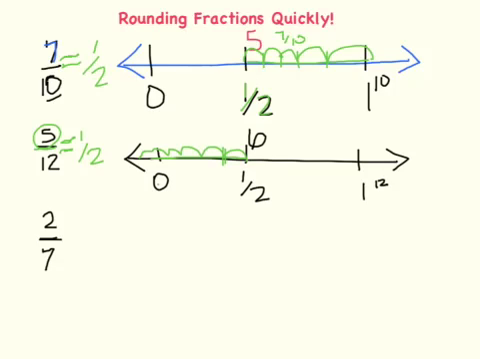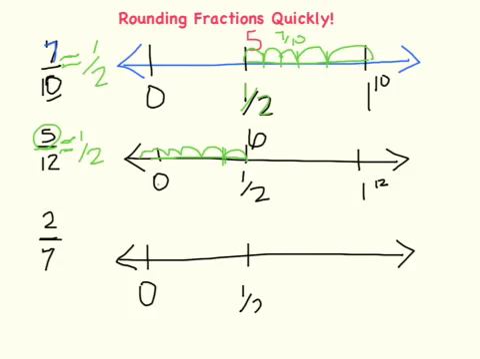Now 2/7, let's try this one. The problem with 2/7 is that we have to find 1/2 of 7, and finding 1/2 of an odd number is a little bit more difficult than finding 1/2 of an even number. Remember I told you earlier in the lesson that to find 1/2 of an odd number, you simply think of the even number before it, which is 6. 1/2 of 6 is 3. So we would add 1/2 to 3, and that would be 1/2 of 7. So 1/2 of 7 is 3 and a half.